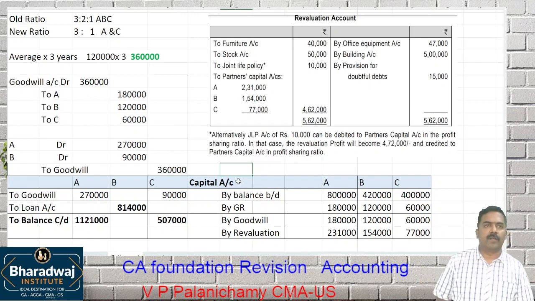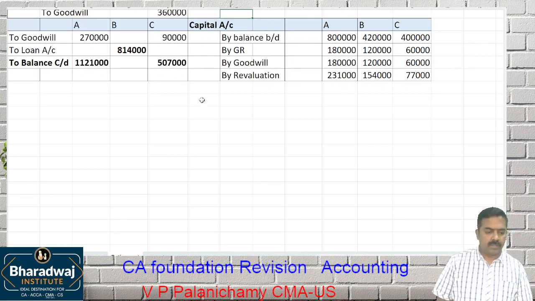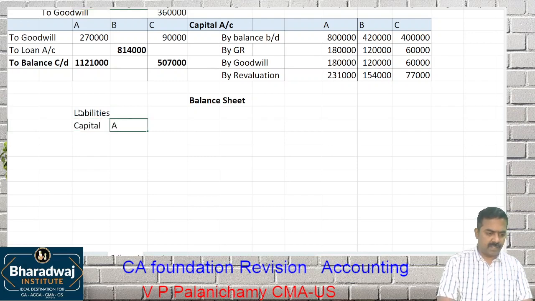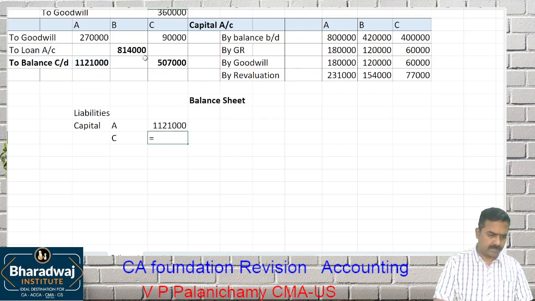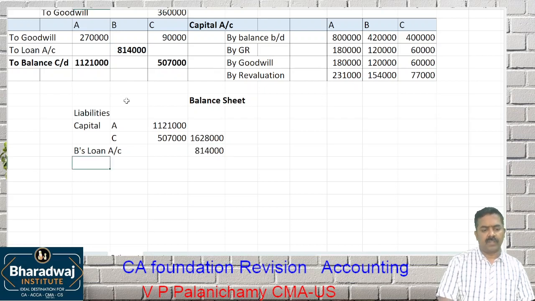Over up to capital account. Start balance sheet. Balance sheet, liability side. Capital account of partner A and C, how much? B's loan account, how much? 8,14,000. What are the liabilities?